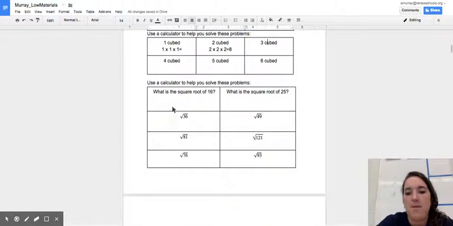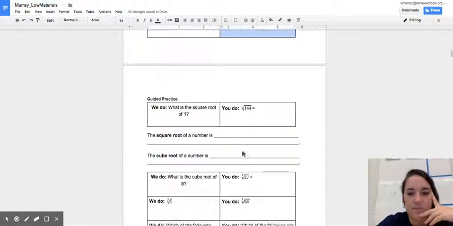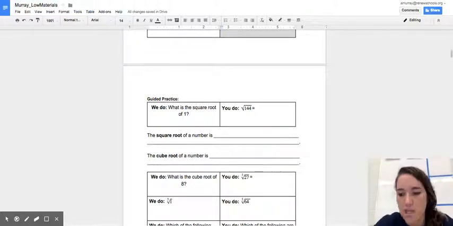When you get to the bottom, you're reviewing square roots. The last 2 down here, you will need a calculator for. Good luck, and then we'll get together and do more review of square roots and cube roots at the end of class. Once you're done with the worksheet, go on to SD Math.